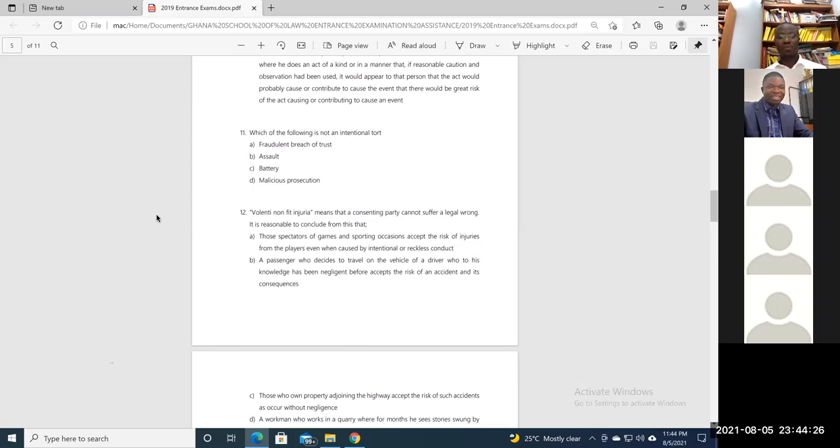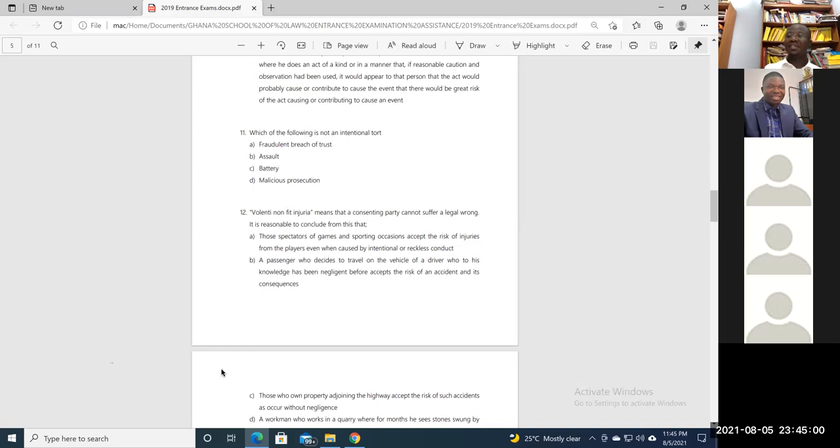Section 128 of Act 29. Fraudulent breach of trust. A person who commits a fraudulent breach of trust commits a second-degree felony. Then 129, definition of fraudulent breach of trust. A person commits a fraudulent breach of trust if that person dishonestly appropriates a thing, the ownership of which is vested in that person as a trustee for or on behalf of another person.